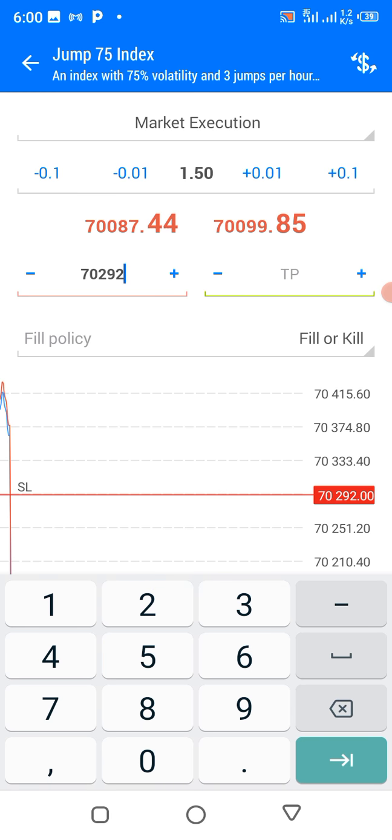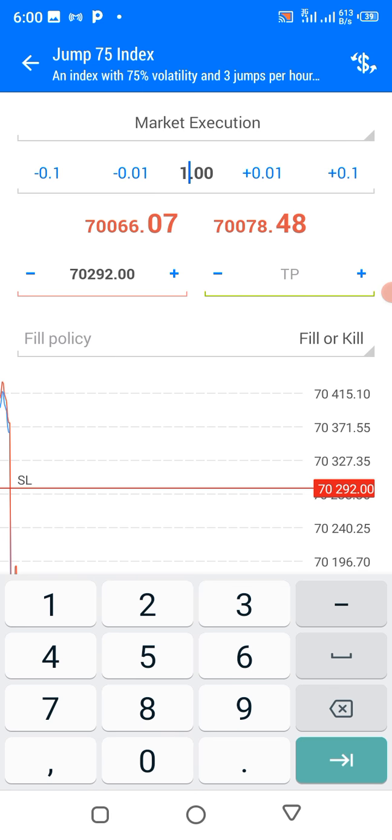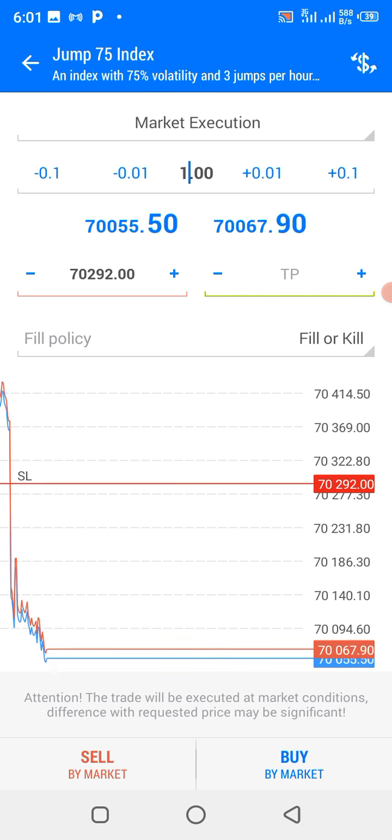I'm going to be using one lot size because I think my equity is over $100,000. There is a demo account. Please don't shoot me, it's not my account. So I'm going to use one lot size, please, and you will see how I will be in green.